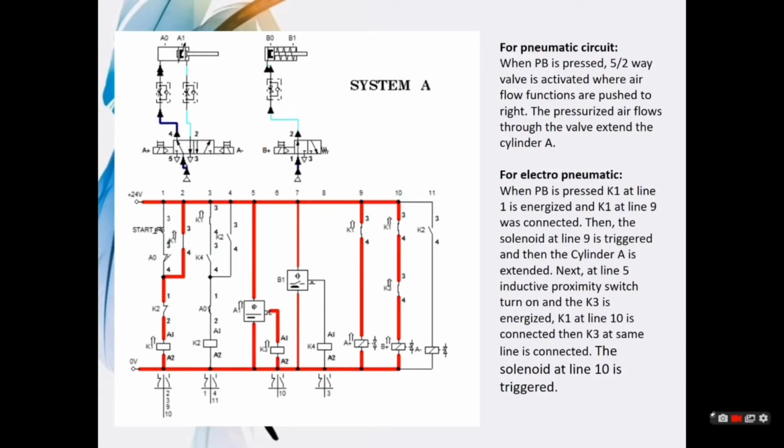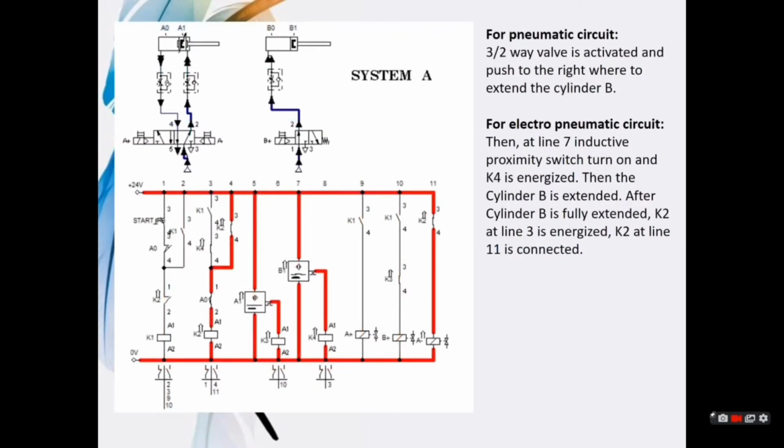For the pneumatic circuit, when PB is pressed, the 5-way valve is activated where airflow is pushed to the right. The pressurized airflow through the valve extends cylinder A. For electro-pneumatic, when PB is pressed, K1 at line 1 is energized and K1 at line 9 is connected. Then, the solenoid at line 9 is triggered and cylinder A is extended. Next, at line 5, the inductive proximity switch turns on and K3 is energized. K1 at line 10 is connected, then K3 at the same line is connected. The solenoid at line 10 is triggered.